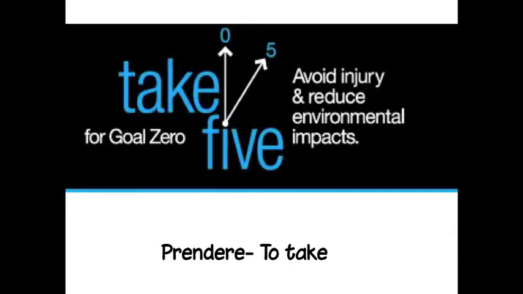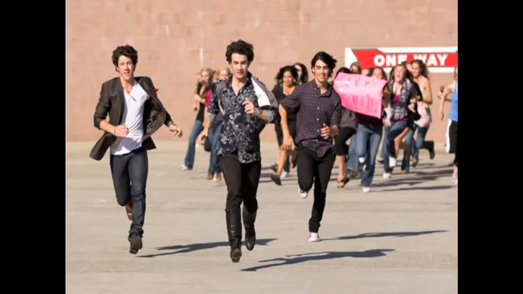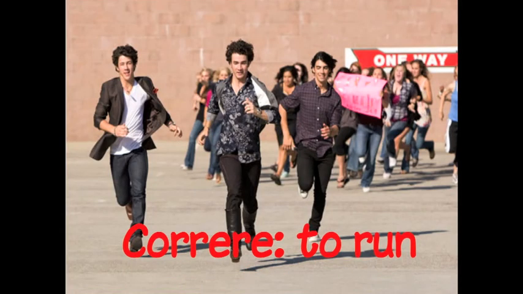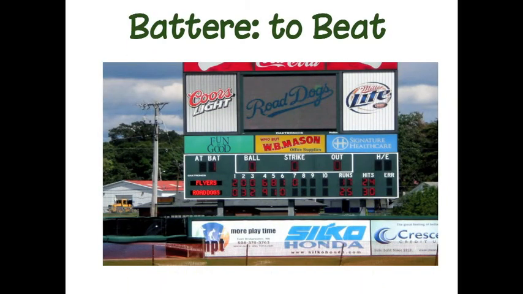Prendere, to take. Past participle, preso. Correre, to run. Past participle, corso. Battere, to beat. But you can also beat that way, or you could beat someone with a stick. I don't want you to be doing that, but that's what it means. And also it means to beat someone, not physically, but like at a game. Vincere, to win. Vinto is the past participle.